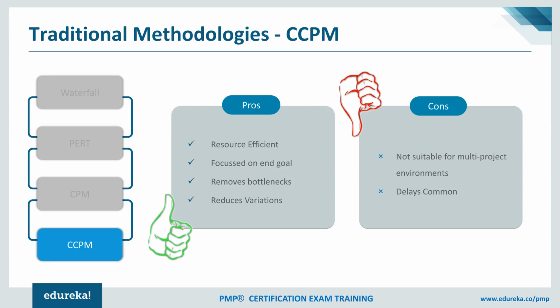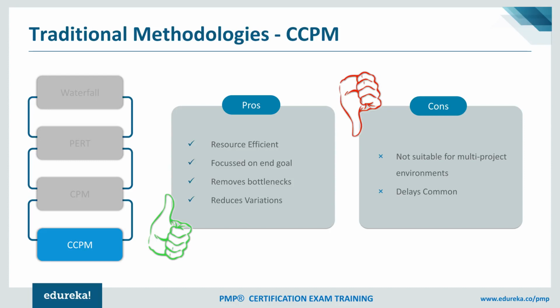The focus was on the end goal, because you start by keeping the end in mind. We used to remove bottlenecks. So this benefit was there in the case of both CPM and the critical chain, because once you put the network diagram, you would easily know what the bottlenecks, dependencies, etc. are. And that used to certainly help in reducing variations, if any, because we could then easily address some of those dependencies. Cons, again, not suitable for a multi-project environment.